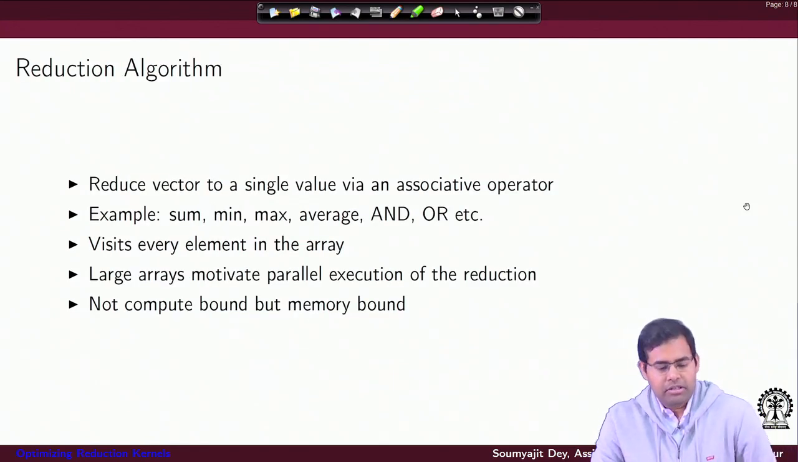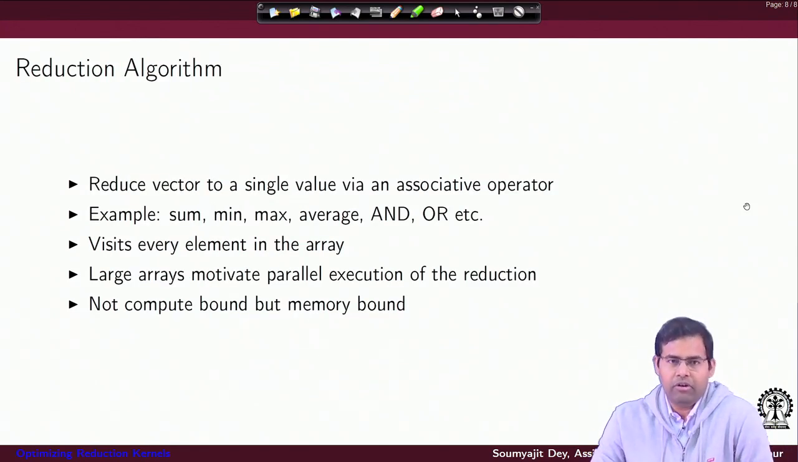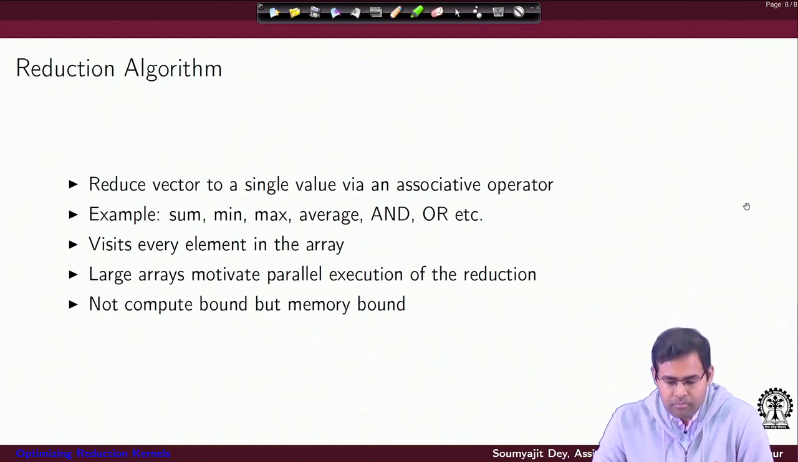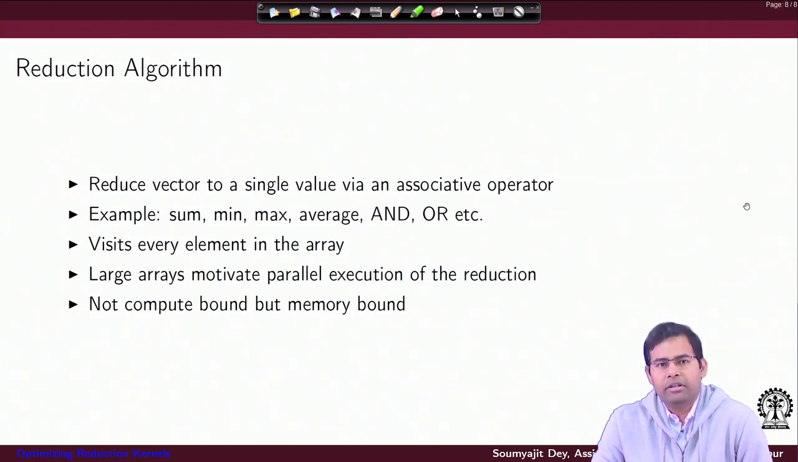Now, typically what is a reduction operation? A reduction algorithm or reduction operation is a generic name for any operation that takes as input a vector and reduces it to a single value via some associative operation. For example, sum, mean, max, as you can see that these are all associative operations.